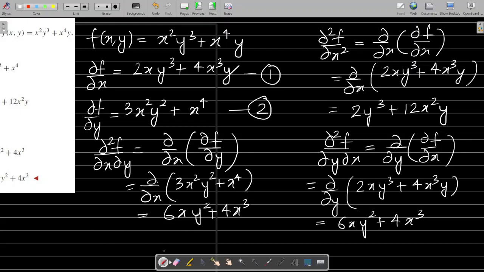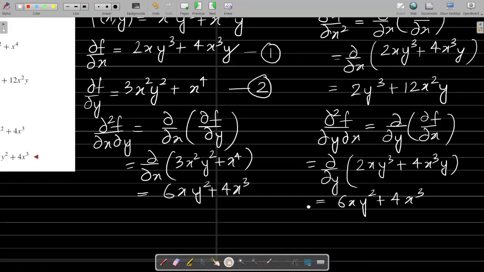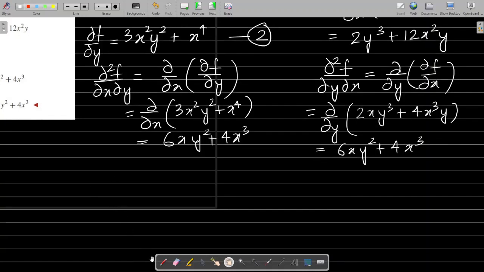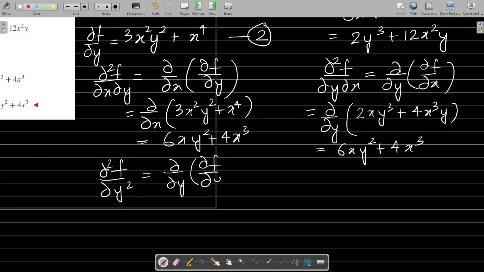Now similarly, suppose I'm partially differentiating with respect to y, the second equation, what will happen? I'll be getting ∂²f/∂y². That is, I'm partially differentiating ∂f/∂y again with respect to y. So I'll be having ∂/∂y of 3x²y² + x⁴, which is equal to 6x²y. That's all.